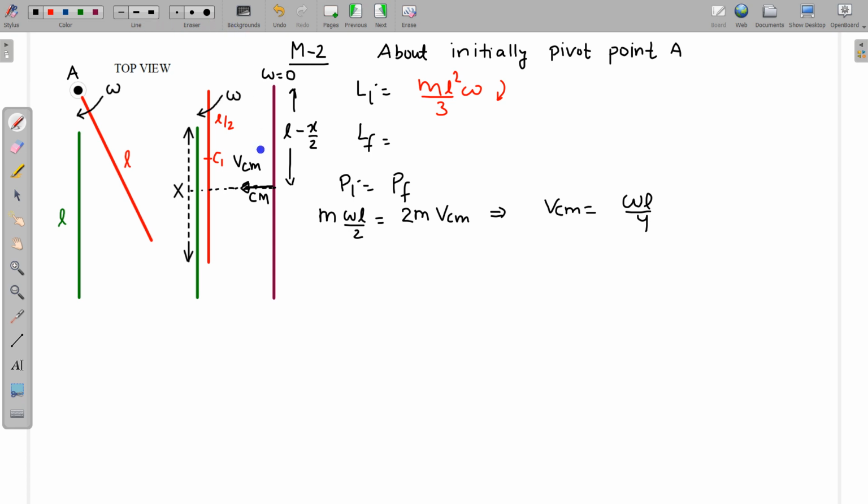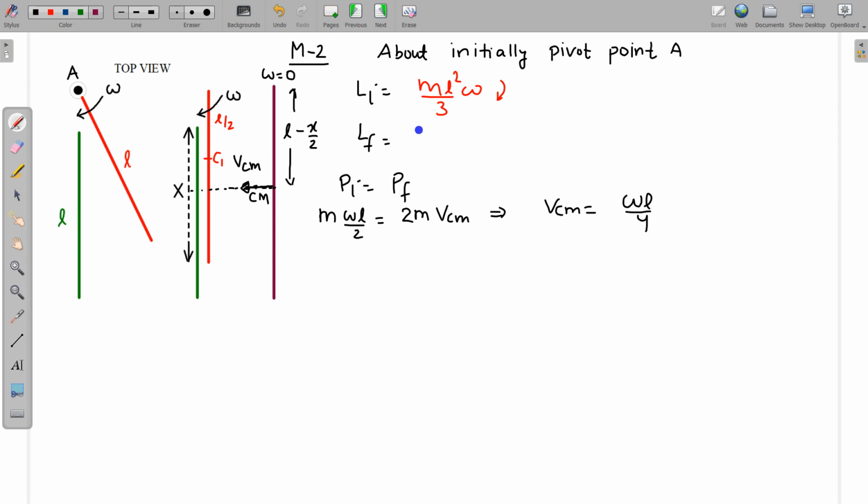So for writing L final, now I am going to this expression. L final about this particular point. Obviously there is no term of omega here. So how to write this L final? L final due to this combined rod. For writing L final, we just have to write the mvr. What is r here? r is L minus x by 2.